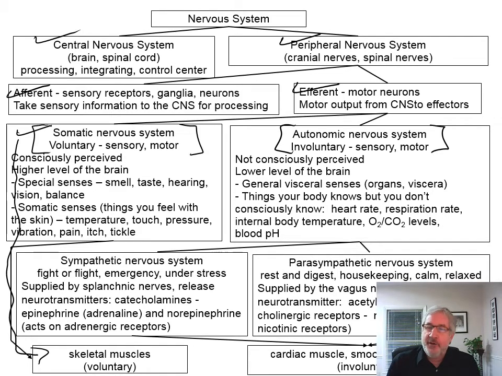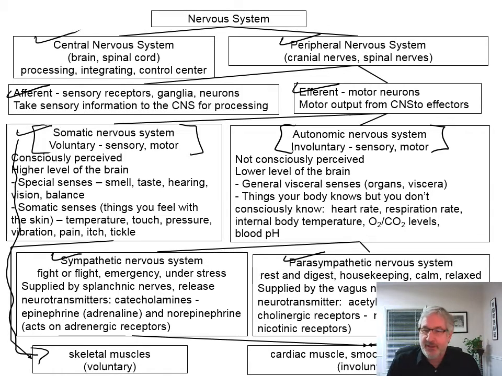The motor neurons from the autonomic nervous system control what's called the sympathetic nervous system and the parasympathetic nervous system. The sympathetic nervous system is your excitement kind of system. It's the fight or flight, the emergency, the under stress system. It's supplied by something called the splanchnic nerves. These release neurotransmitters called catecholamines, which are epinephrine, adrenaline, and norepinephrine, which act on what are called adrenergic receptors.